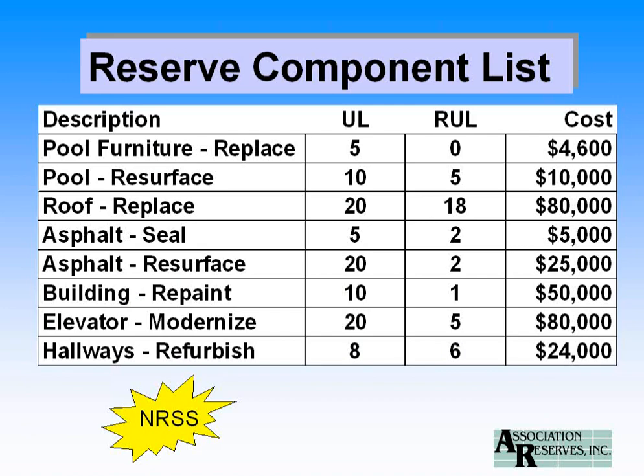Just in case you're not sure what I'm talking about, this is what a simple reserve component list looks like. Useful life, UL, is short for useful life. RUL is the abbreviation for remaining useful life, and cost is, of course, the current cost of the component. Now, because all the computations done in a reserve study are based on the components appearing in this list, it's very important to make sure you have the right components appearing in the reserve component list.